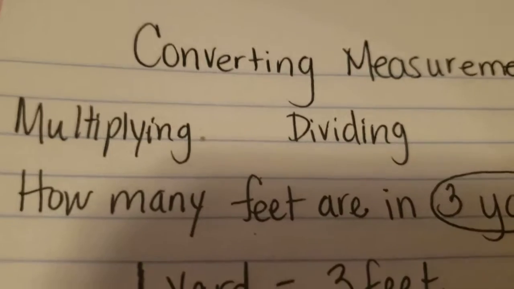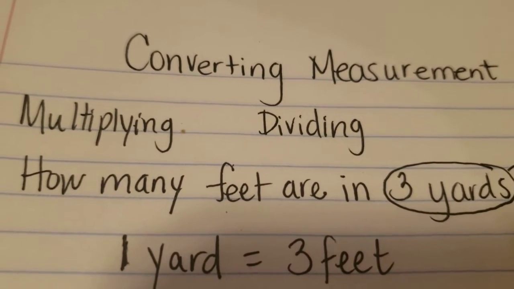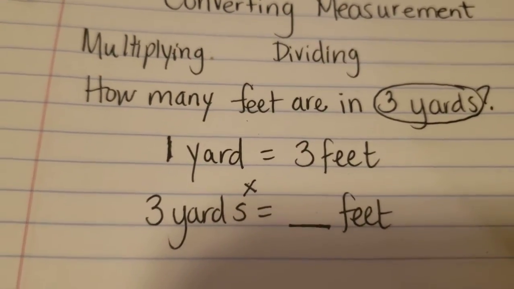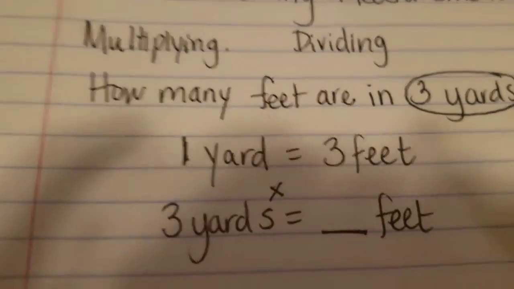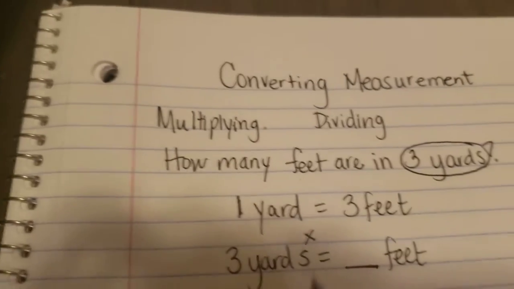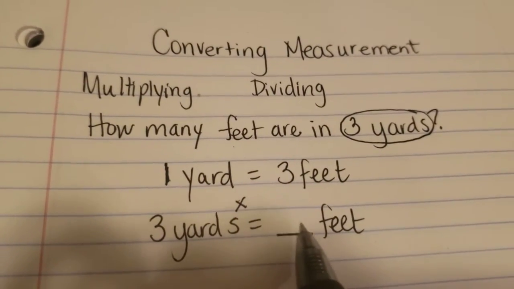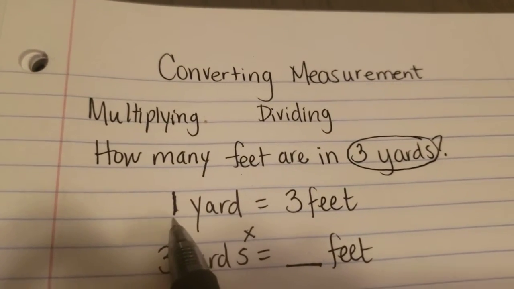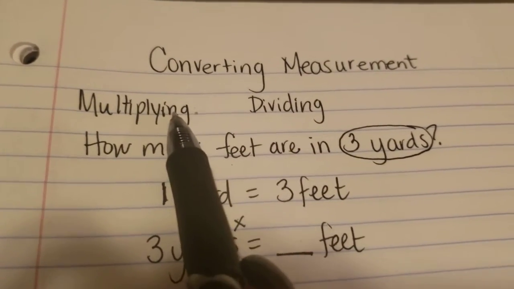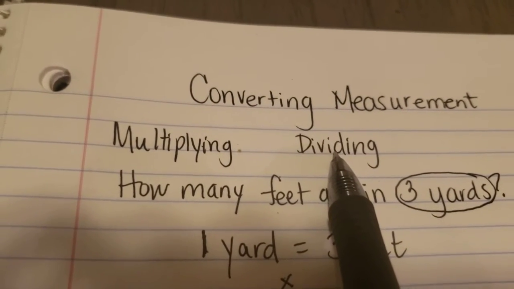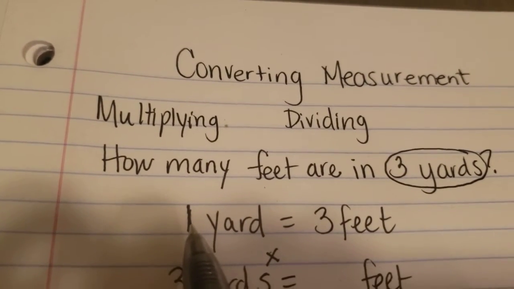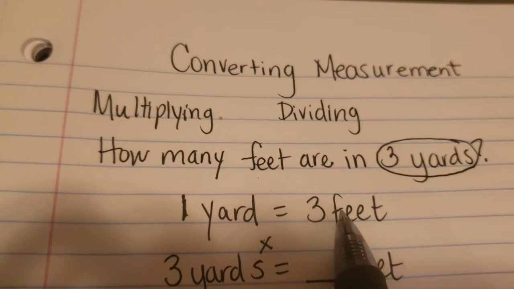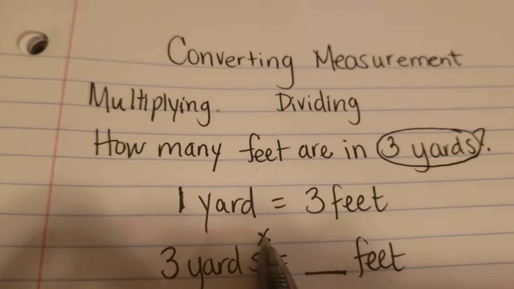Now, I go back to my question and I'm trying to find out, how many feet are in 3 yards? So I circle the 3 yards because that's what information I already know. So I write down the part that I know. I'm looking for 3 yards and how many feet that would be. Well, I use this formula to help me determine whether I'm multiplying or dividing. Since I see 1 going to a 3, I know that is getting larger. So that means this is a multiplying problem.